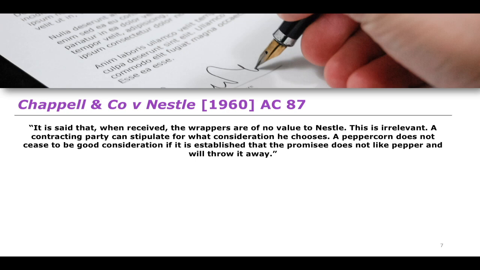And even if, like it says here, they had no value to the particular person in question, that is irrelevant. And what is interesting here is that a contracting party could stipulate for what consideration he chooses. So if they suggest upon the creation of a contract that they want a specific type or amount of consideration, then this would be considered as part of the establishment of sufficient consideration for the purposes of a dispute.